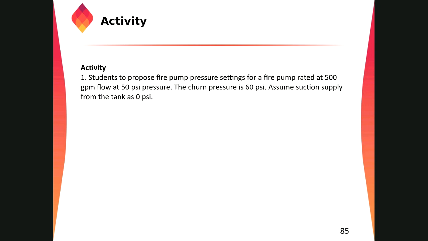Just now, all of you are going to design a fire protection system. You have to select a pump, right? The capacity of the pump is 500 GPM at 50 psi pressure, right? The churn pressure is 60 psi, and the suction supply is 0 psi, right?